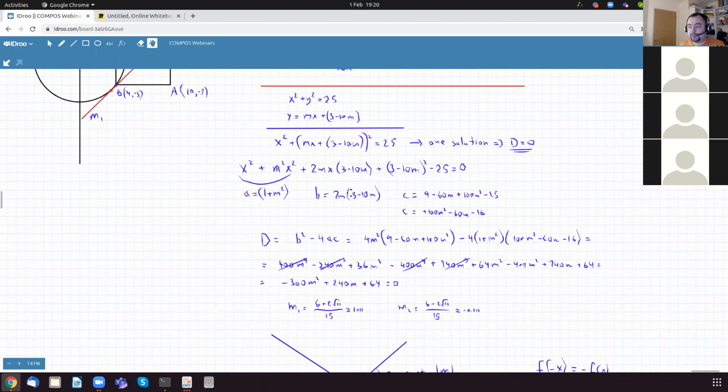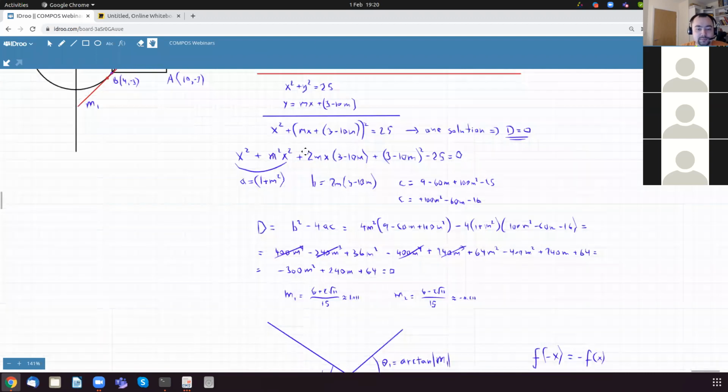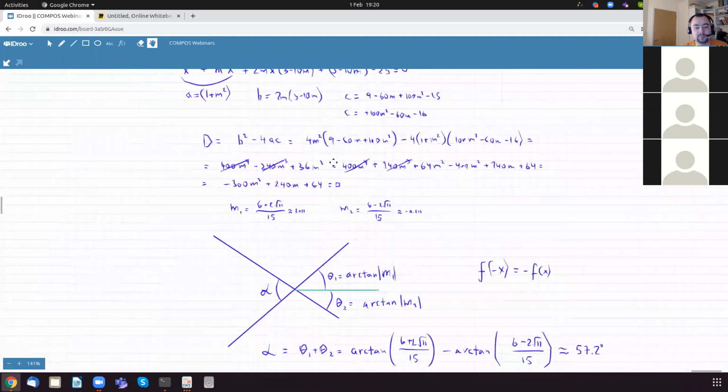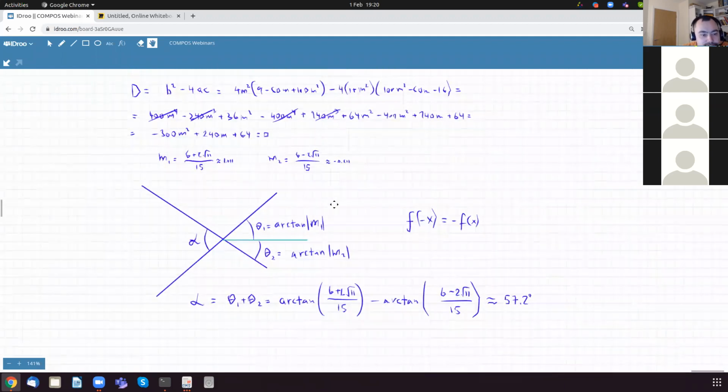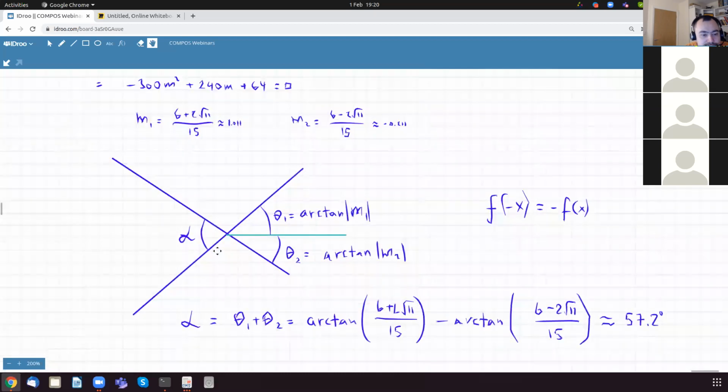Can I just quickly ask a question, please? At the very end, when you found the two gradients, could you quickly run over how you actually found that angle, the angle alpha? How do you know to take the modulus?